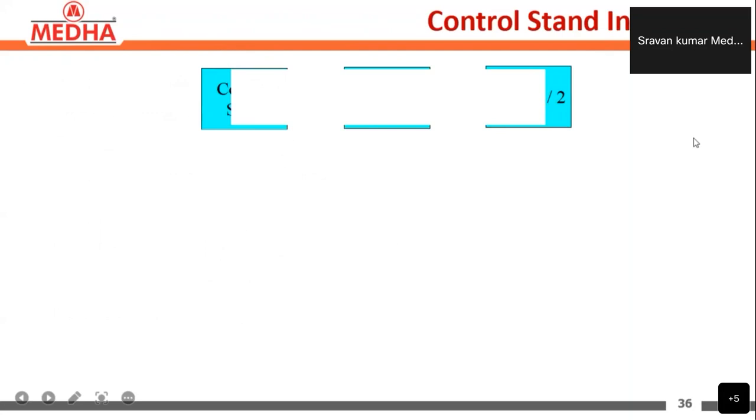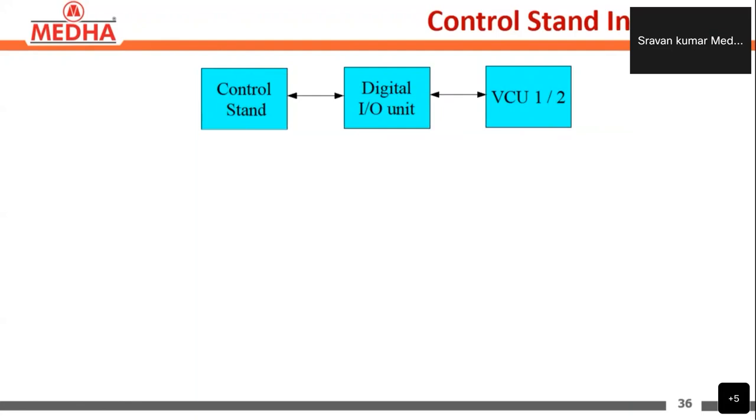So in control stand integration, that is the driver desk, the inputs from the driver desk are given to the digital input card, and the digital input card will transfer that information to the VCU, that is the control card here. The control card processes the information and then gives the command to the digital output card and then to the control stand. So this is the bidirectional communication, that is the control stand integration.